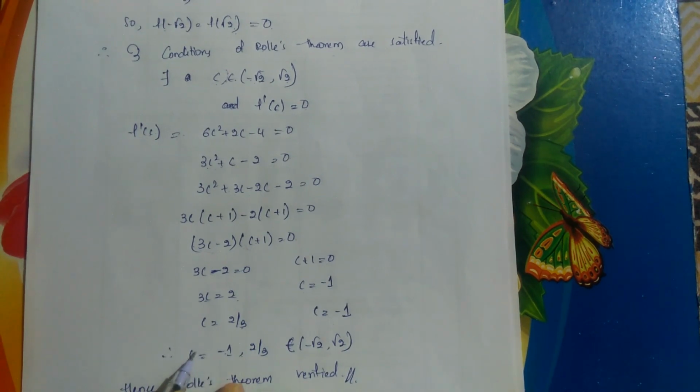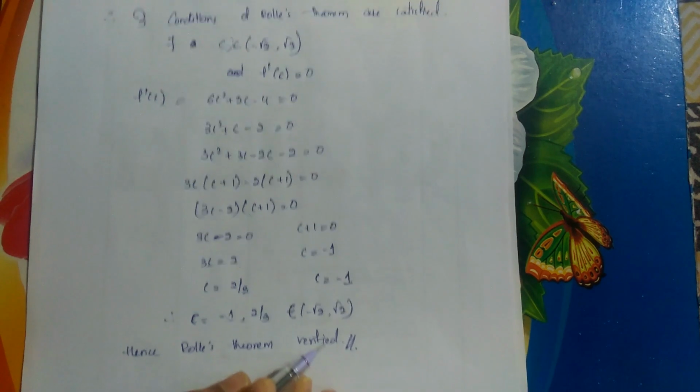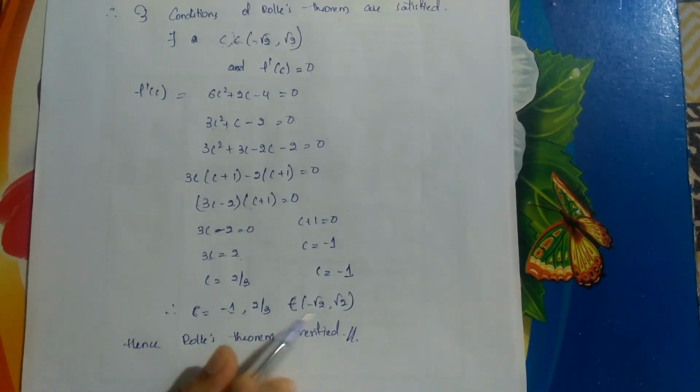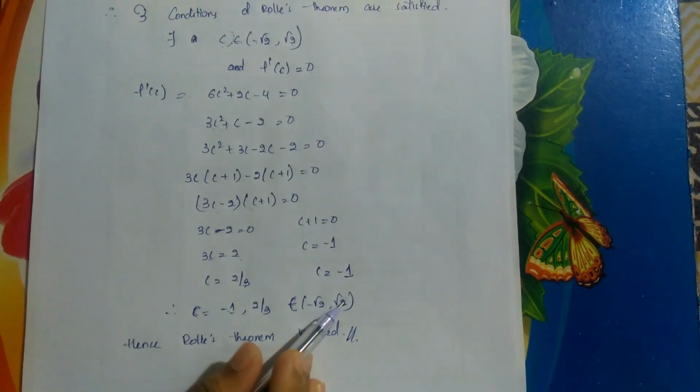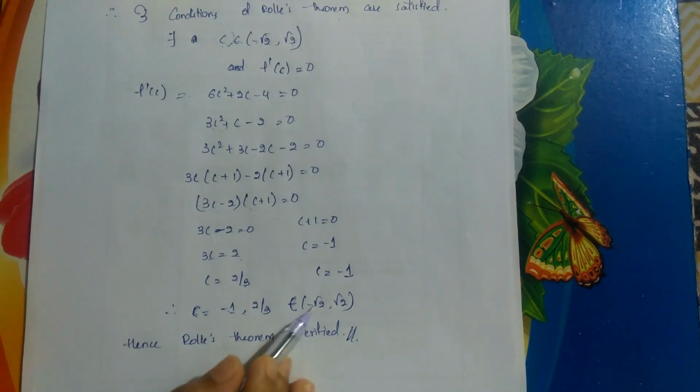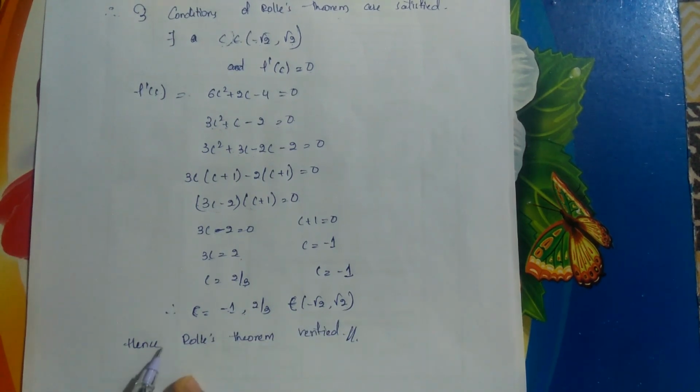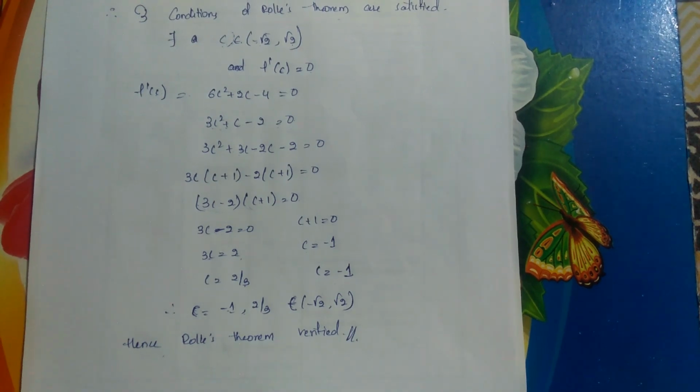These are the values of c where the tangent is parallel to the x-axis, and these 2 points belong to minus root 2 comma root 2. These 2 points lie in between minus root 2 and root 2. So therefore we write the statement as hence Rolle's theorem verified.